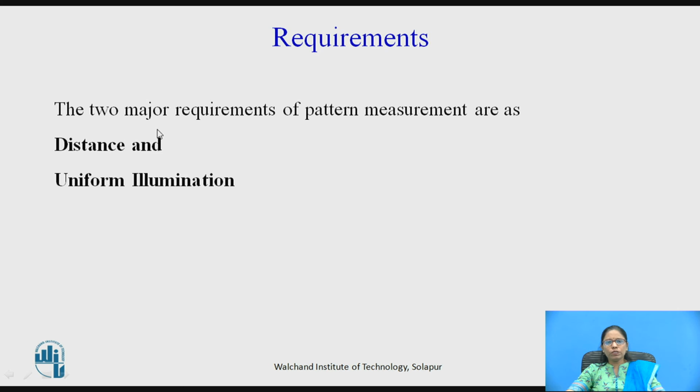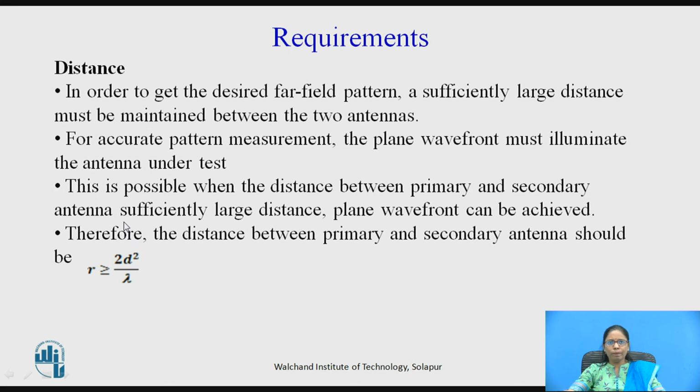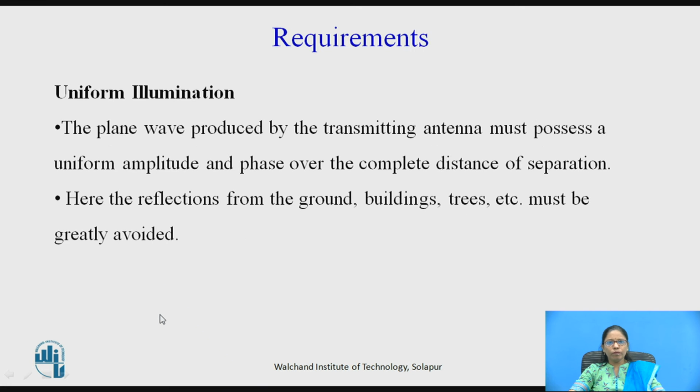But when we are doing this, there are two major requirements: distance and uniform illumination. For distance, you should get the far field pattern, so that there will be accurate pattern measurement, and the wavefront will be illuminating the antenna under test very well. And this is possible when the distance between the primary and the secondary antenna is greater than 2d square by lambda. Another requirement is uniform illumination.